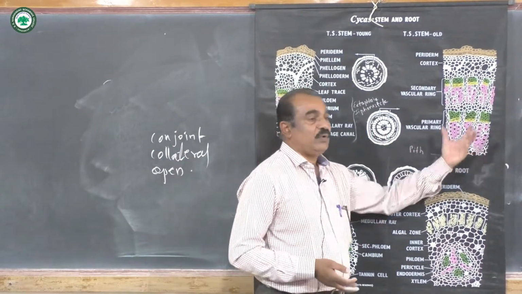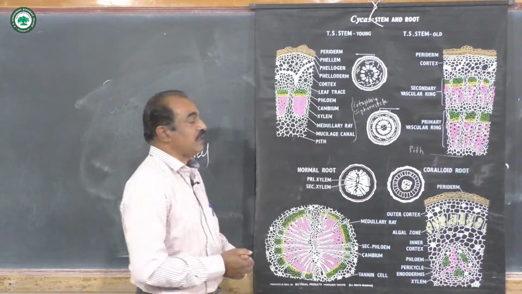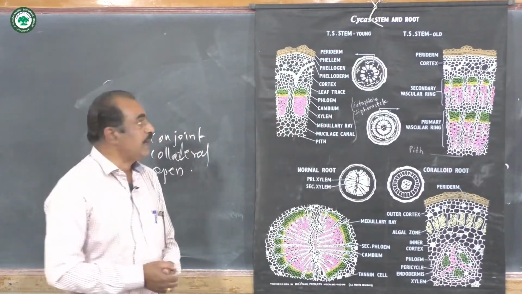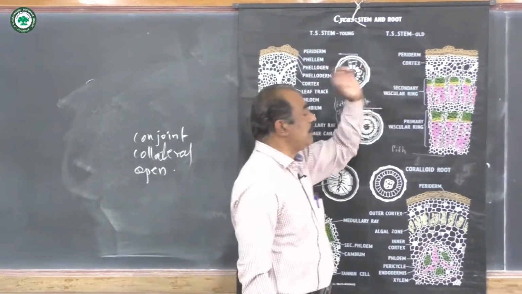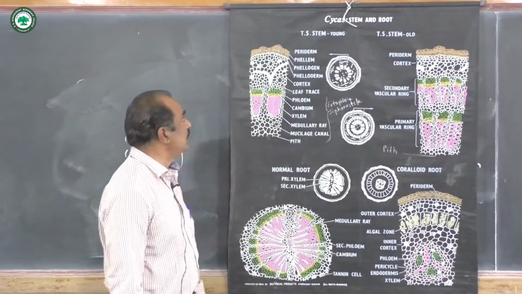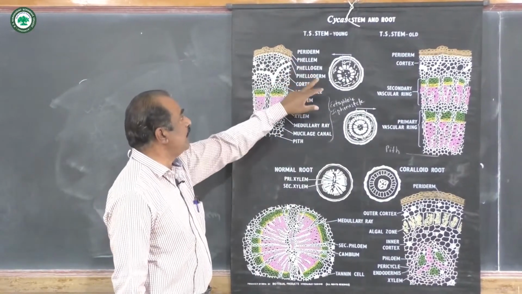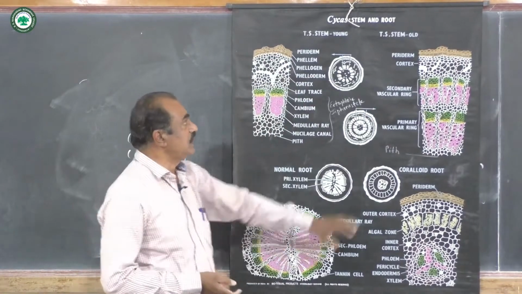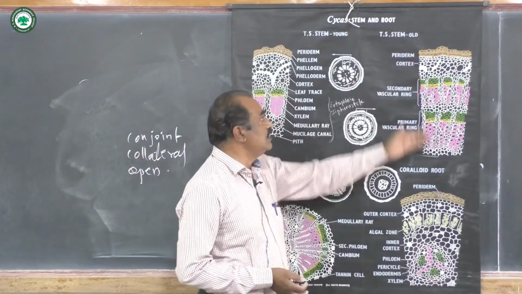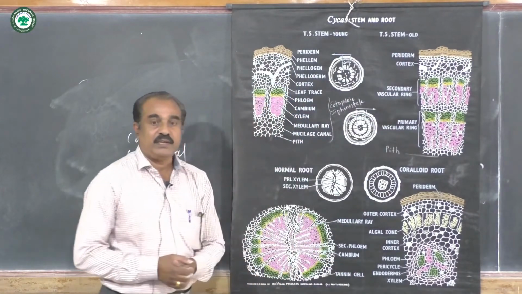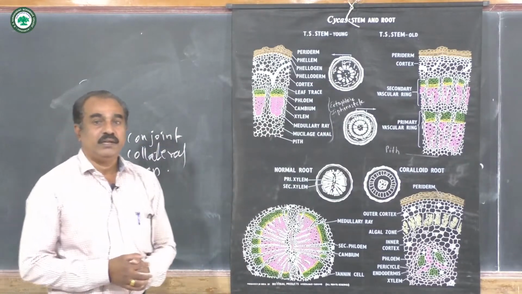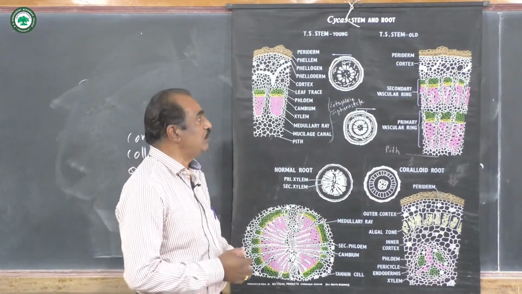Now about this old stem. The external structure is the same. That means there is the periderm, and the periderm again shows three different types of layers, called the phellem, phellogen and phelloderm. This is the extrastellar secondary growth. Now inside this there is the cortex. It is again loosely arranged, it is thick walled, and it stores the food material.